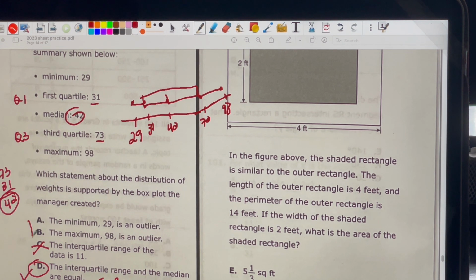The only reason I didn't do these two is because I highly doubt they're going to ask you to do Q1 minus 1.5 times the IQR to find if it's an outlier or not. They could have, but that seems like a lot of work. So take the shortcut and see if the other ones work, and it did, luckily for us.